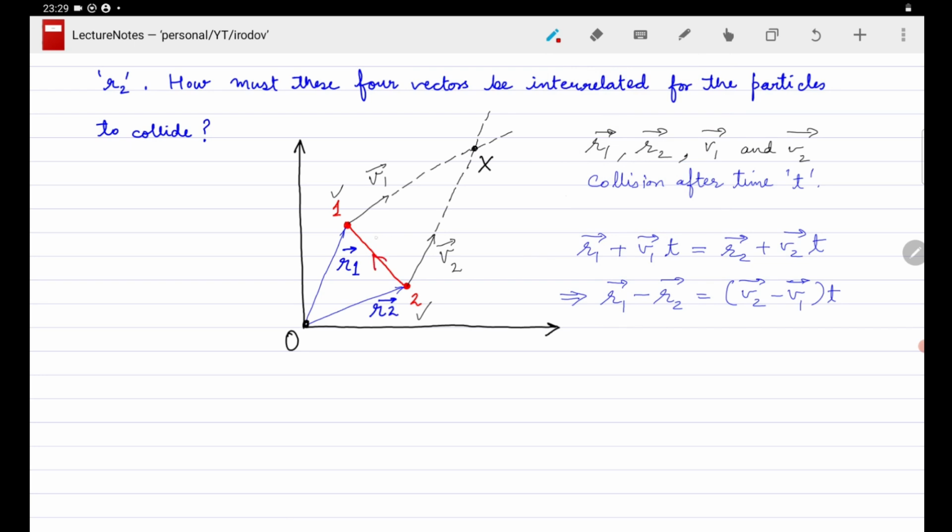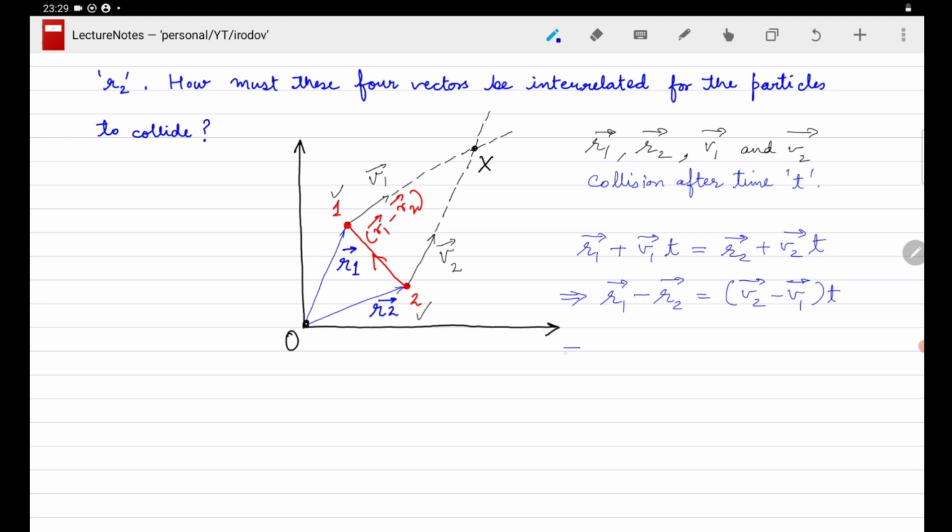So this is r1 minus r2. If the particles are to collide, then v2 minus v1 will also have the same direction as the vector r1 minus r2, but we have to multiply it by a factor of t, because the magnitudes are not going to be the same for both of these vectors, r1 minus r2 and v2 minus v1. So this is where t comes into the picture.